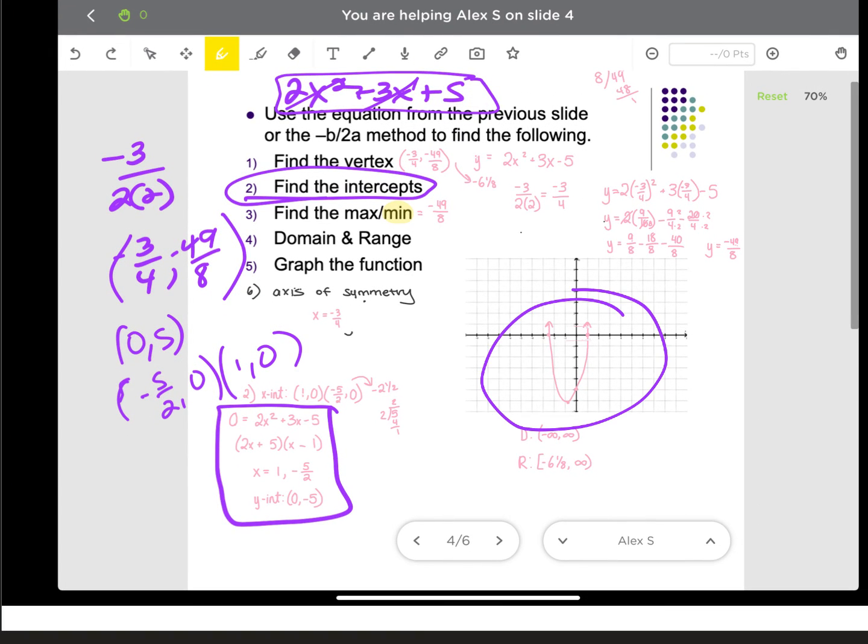From there, go to your graph. Your vertex and your intercepts are enough to graph it. This has a minimum. You're going to tell me whether it's a min or max, and then it's the k value, which is negative 49/8.